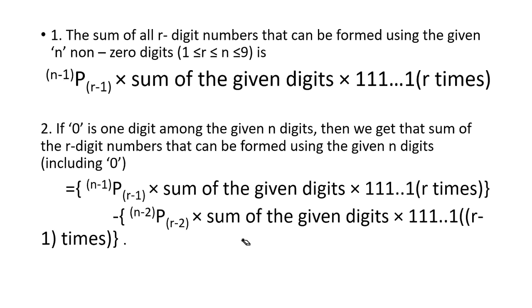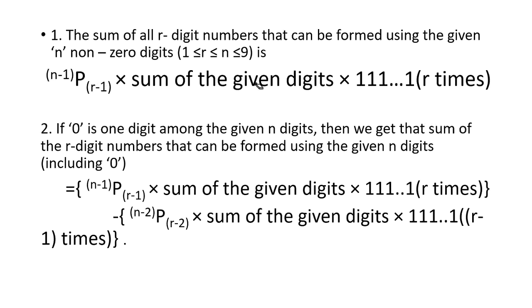And then while solving a few problems, we have derived these formulas. The sum of all r-digit numbers that can be formed using the n digits is equal to (n minus 1)P(r minus 1) times the sum of the given digits times 1111, r times.